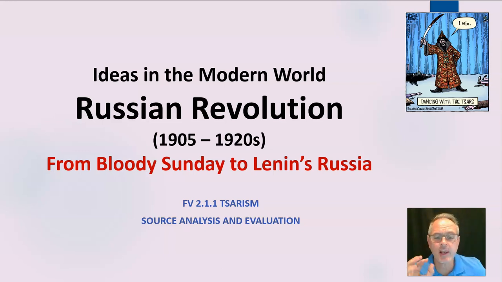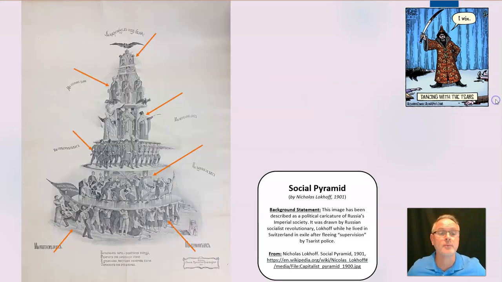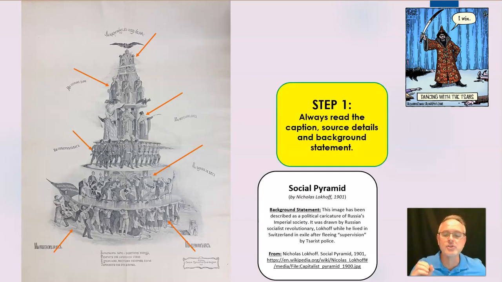Hi historians, let's now have a look at how we might go about doing some source analysis and evaluation of primary sources, cartoons connected to Russian history. So I've started with this one and you can see straight away that I've got a background statement and I've got some bibliographic details. Our step one is always to pick through those details carefully.